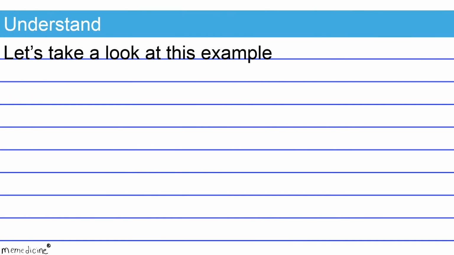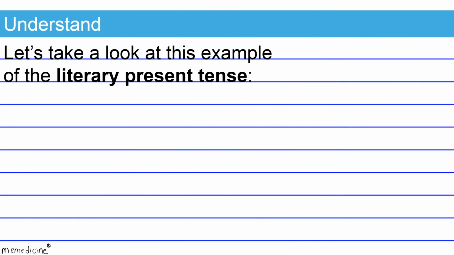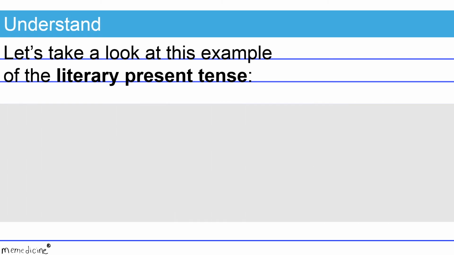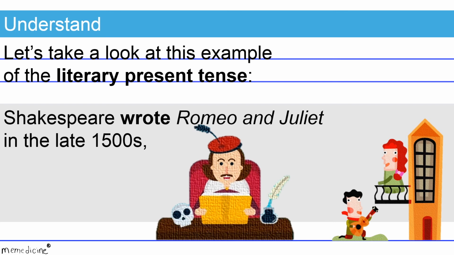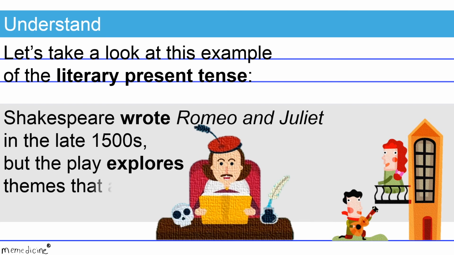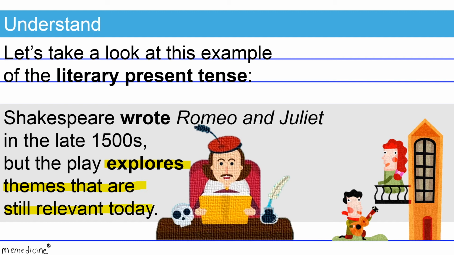Let's take a look at this example of the literary present tense. Shakespeare wrote Romeo and Juliet in the late 1500s, but the play explores themes that are still relevant today. The sentence shifts to the present tense to discuss the nature and contents of the artistic work, Romeo and Juliet. This tense shift to the present is appropriate in this instance.